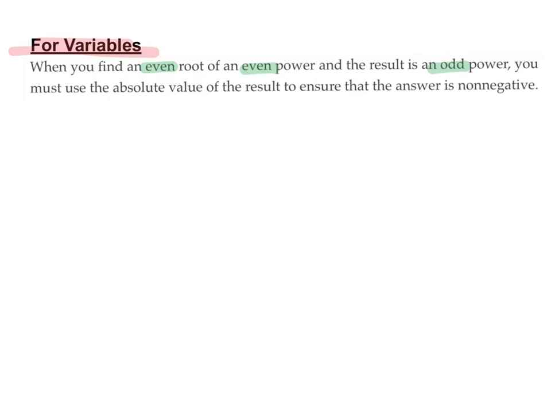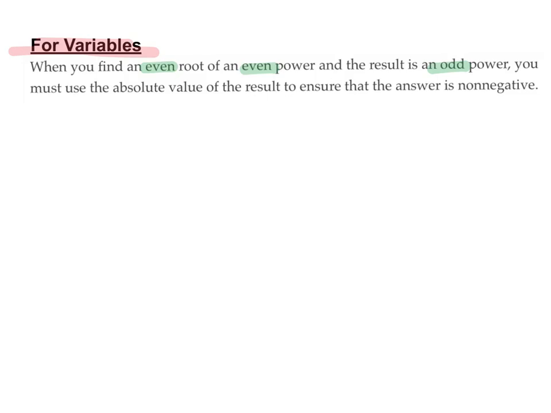So, when you find an even root of an even power, here's what this means. The index is even, the power in the radicand is even, and your answer gives you an odd power, you have to use the absolute value of that. Because we have to ensure that our answer is non-negative. Because we can't have a negative under the radical when the index is even.